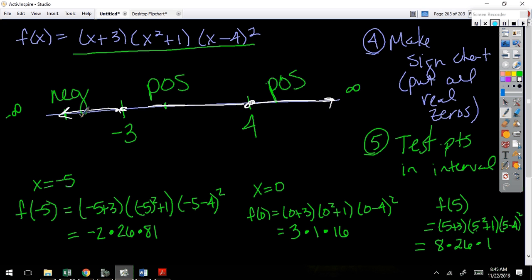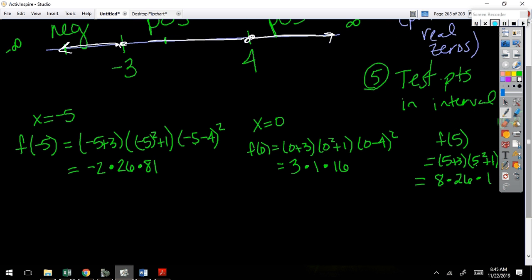Okay? So now let's go back to the original inequality. It said greater than 0. So when is this function greater than 0? Greater than 0 means what? Positive. So where is this function positive? From -3 to infinity. That's exactly right.